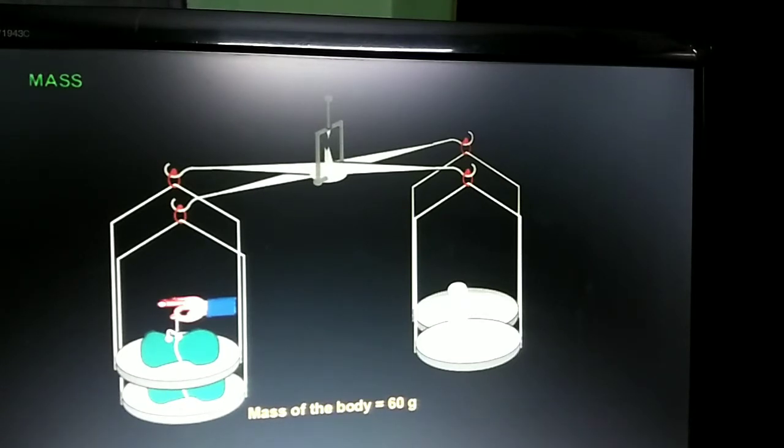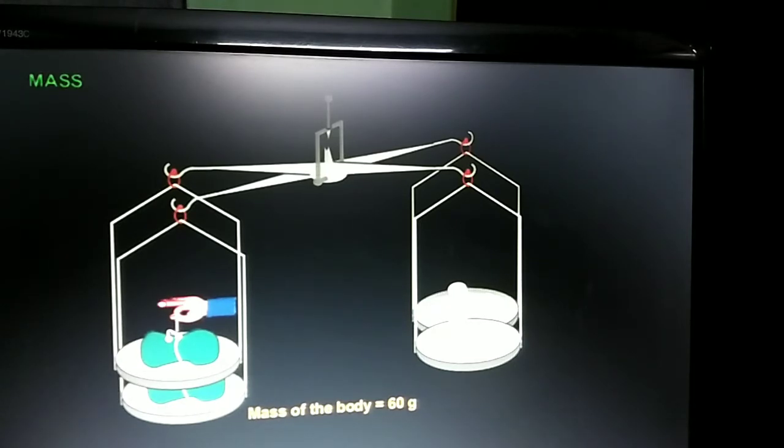Some of the characteristics of mass of a body. Mass of a body is proportional to the quantity of matter contained in it. Mass of a body does not depend on the shape, size and state of the body. Mass of a body remains the same at all places. That means the mass of a body will be the same throughout the universe. This is because the quantity of matter contained in a body does not change throughout the universe.